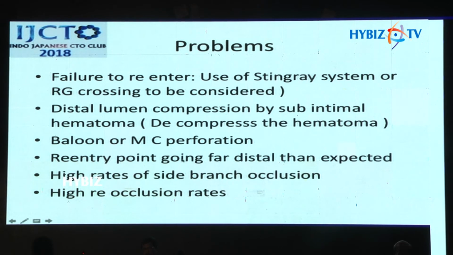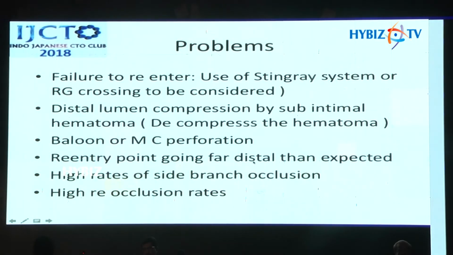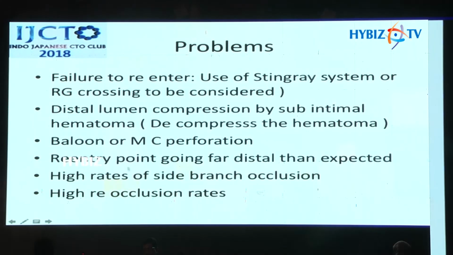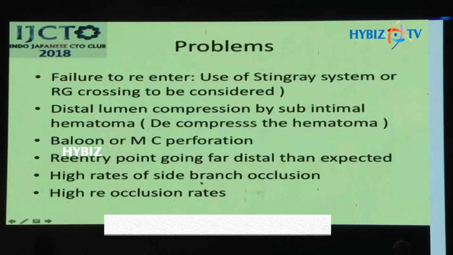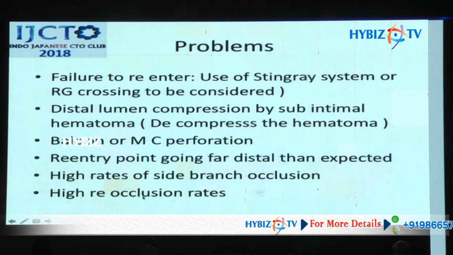Now, one has to be very careful not to produce a perforation, but this is usually uncommon. Another problem is the re-entry point going far too distal than expected. This is obviously the mini star becoming a star. These two points, high rates of side branch occlusion and high reocclusion rates, are always a problem.